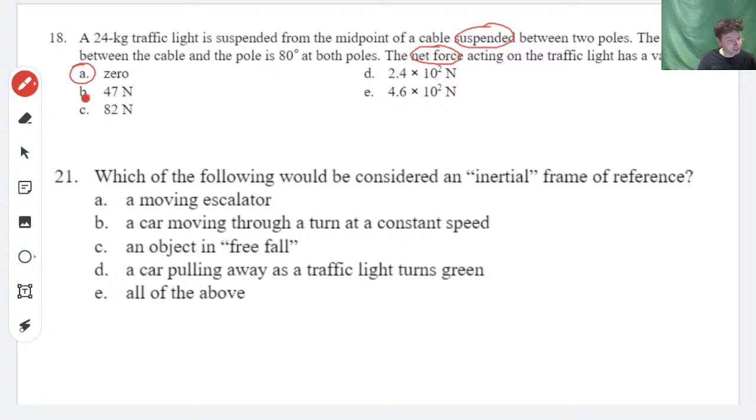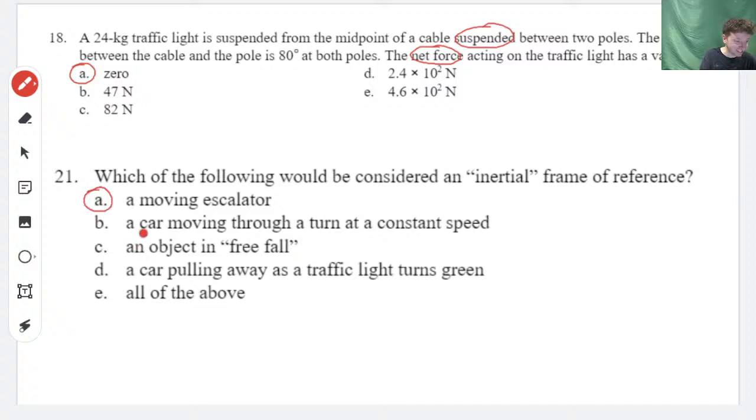Next question, number 21. Which of the following would be considered an inertial frame of reference? An inertial frame of reference is a non-accelerating frame of reference. So we just need to look at all these examples and say, okay, which one is not accelerating? Okay, so you have a moving escalator. Oh, that's not accelerating. So there's our answer.